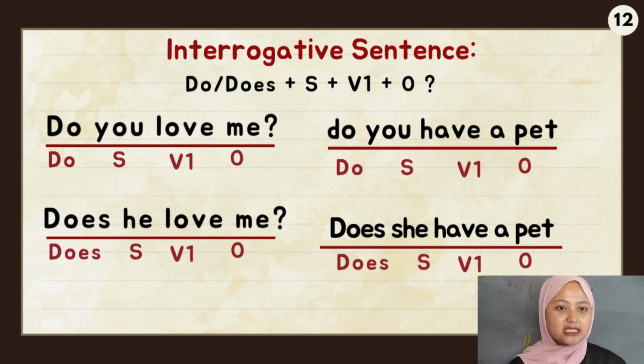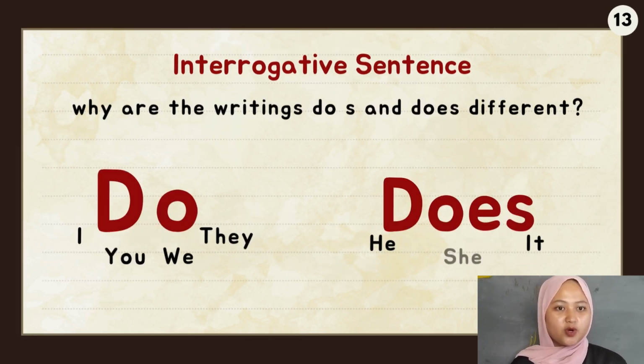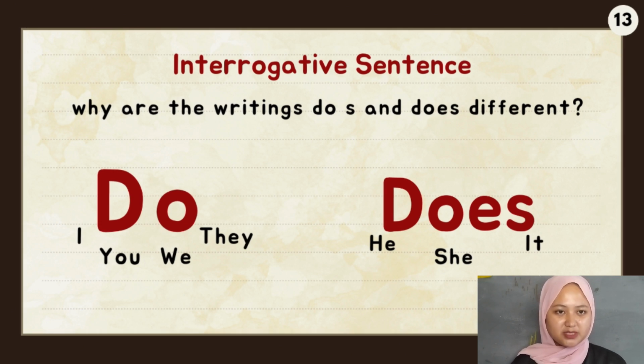A pet is object. There is also a difference between the top and bottom sentences in interrogative sentence, namely the use of do and does. Because the word do is for the subject I, you, we, they. But the word does is for the subject he, she, it.